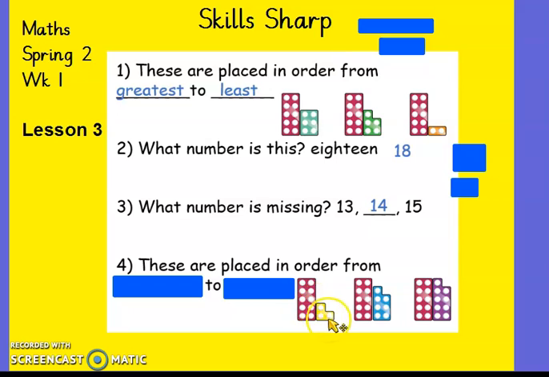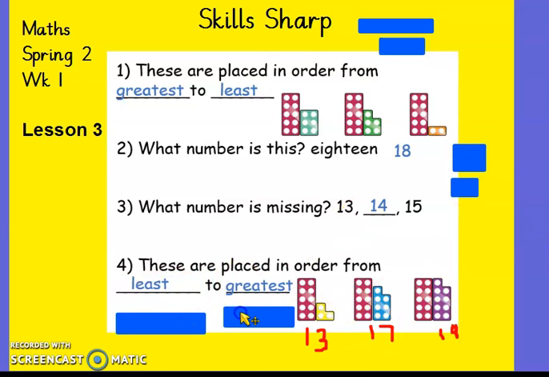Okay, so these are placed in order from, let's have a look. So we've got 10, 11, 12, 13. Can write these down, can't we? It helps to remember. We've got 13, 14, 15, 16, 17. So we're going up, that gives us a clue. And we've got 10 there and 9 there, so that's 19. So they're getting bigger, so they're going from least to greatest.